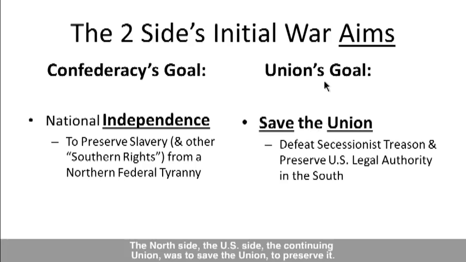The North side, the U.S. side, the continuing Union, was to save the Union, to preserve it. The Northern states, the United States, meant to defeat secessionist treason and, of course, to preserve the legal constitutional authority of the United States in the South.